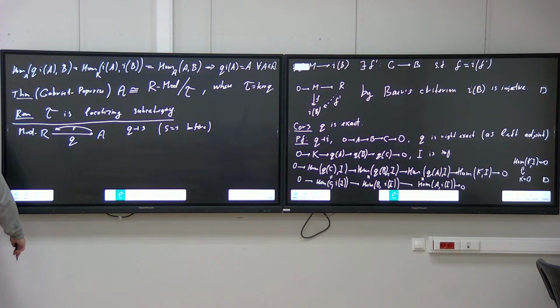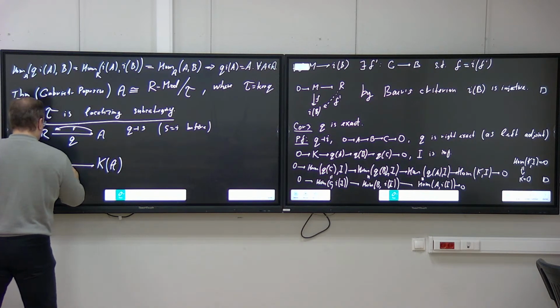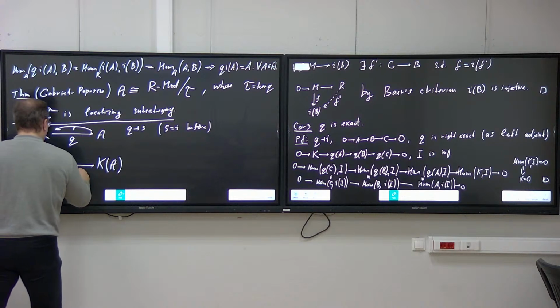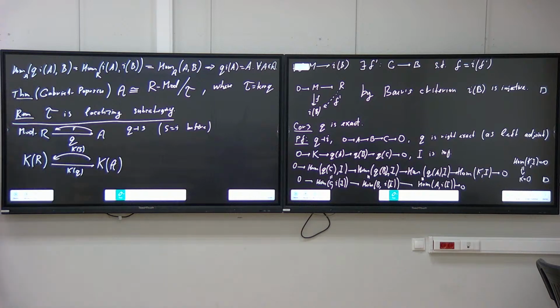First of all, we can extend this, by trivial reasons, to the homotopy categories. We have the homotopy category of the ring R, which is the homotopy category of the abelian category of right R modules, but for shortness of notation, we're going to write this as K of R. Then there is the homotopy category of A. We can automatically extend these functors; I'm going to call them K of Q and K of S. This is a general observation: whenever you have a functor between abelian categories, you can extend it to the homotopy categories by applying it to each term in the complex.